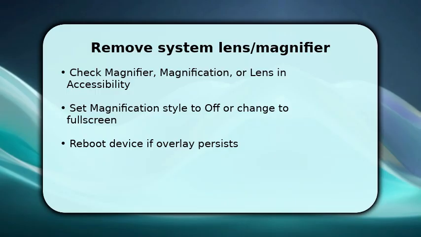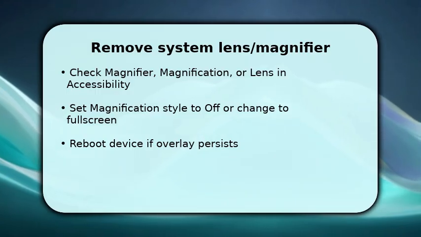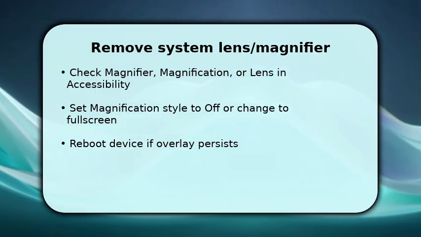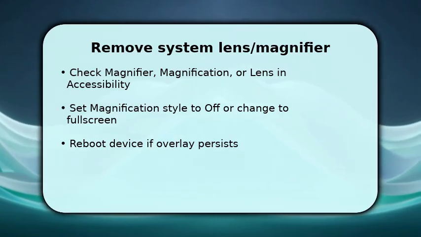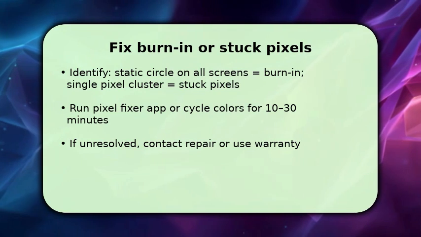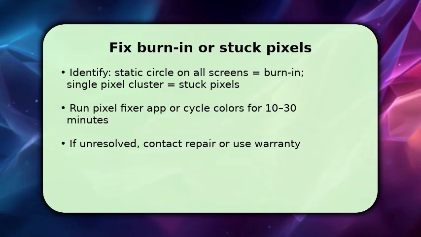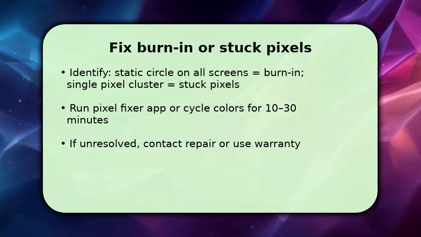Once done, test by tapping where the circle appeared, and if it still shows, reboot the device to clear cached accessibility sessions. If the circle is permanent, visible across apps and the home screen, this may be burn-in or stuck pixels rather than an overlay.